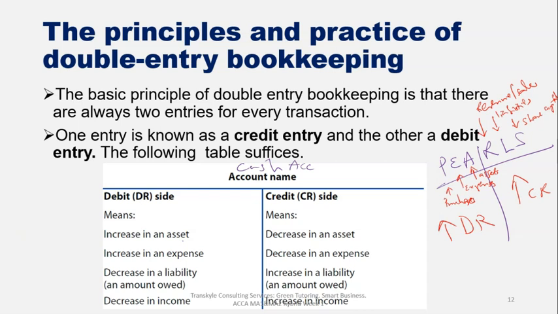So the debit side means increase in assets. I have indicated here because assets are part of these first letters. They are represented by the A, that's the assets. So whenever we are increasing assets, we have to debit. This is the debit side. It means that there is an increase in an asset or increase in an expense. The expense is this one. So this is why I said when we are increasing these first three, we debit.